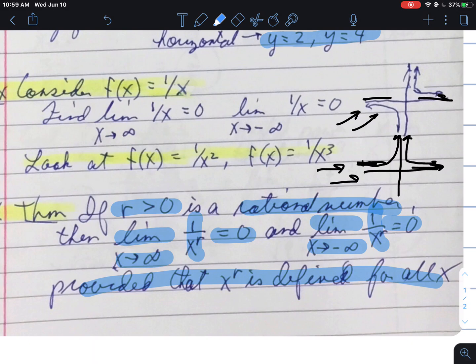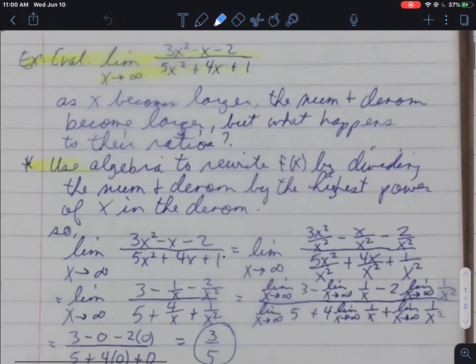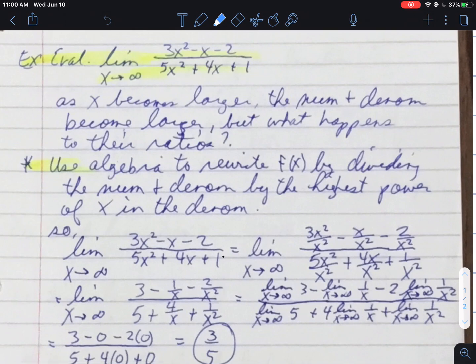Remember I said if the numerator was fixed and the denominator was getting larger, then the value of the fraction is always going to get smaller and it's always going to approach 0. So that's going to be an important tool to us. And I'll show you a couple of examples with that and how we're going to make use of something like that.